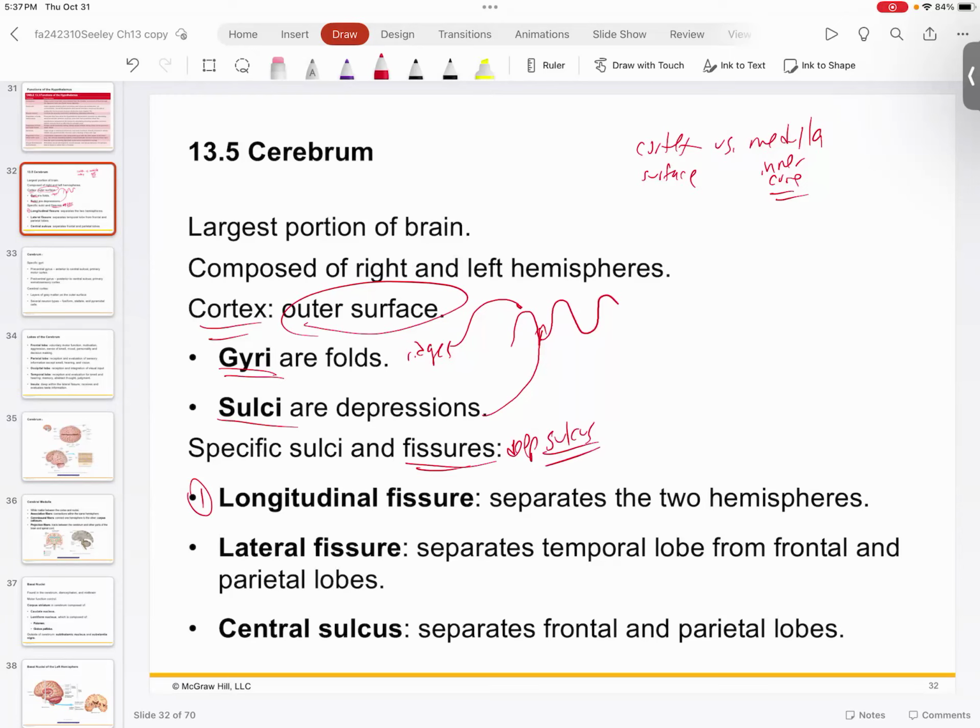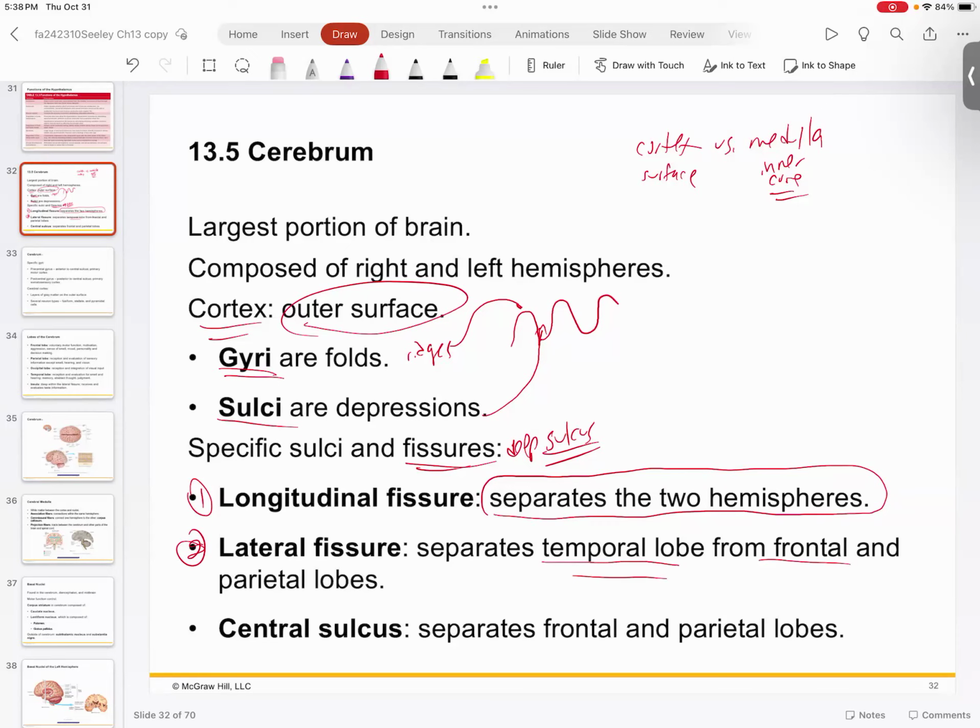So for instance, one thing we notice in the brain as a landmark is the longitudinal fissure. This is that big, deep crack in the middle of your brain. It goes in a sagittal aspect, and this basically separates your brain into right and left hemispheres. Then there's the lateral fissure, which is a little further down. This will separate the temporal lobe from your frontal and parietal lobes.